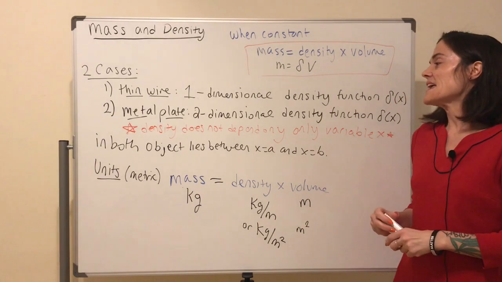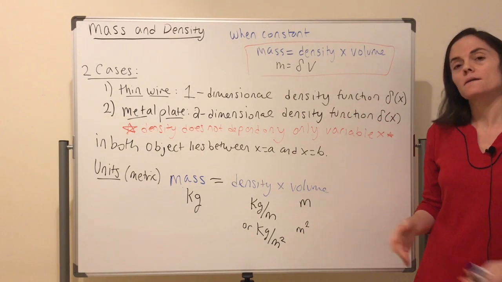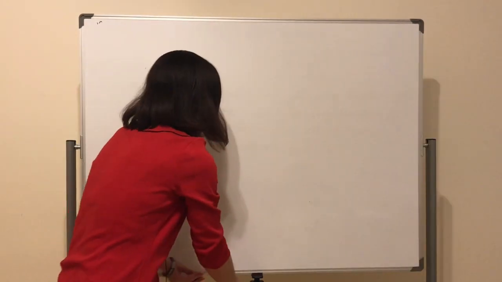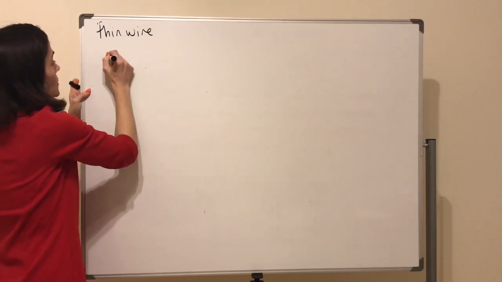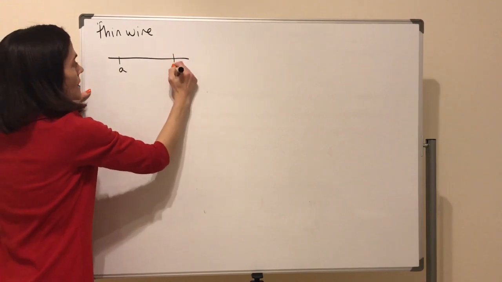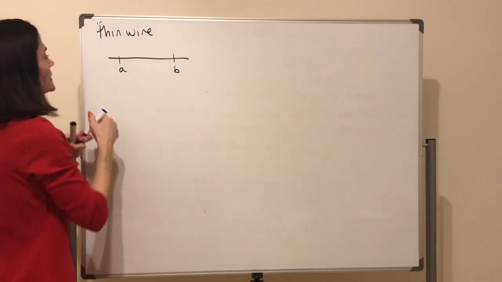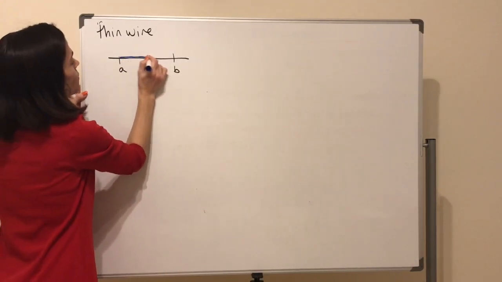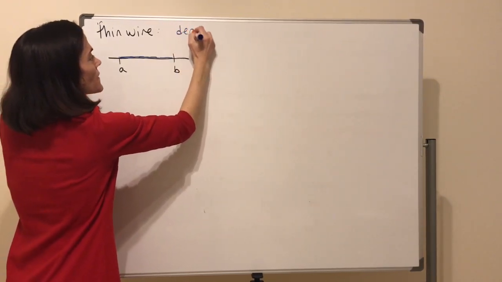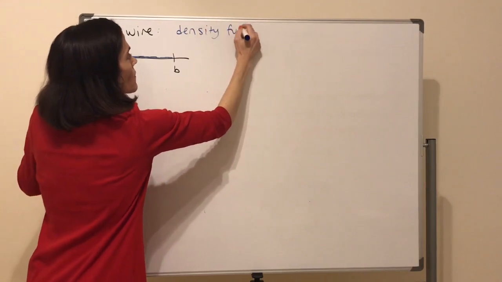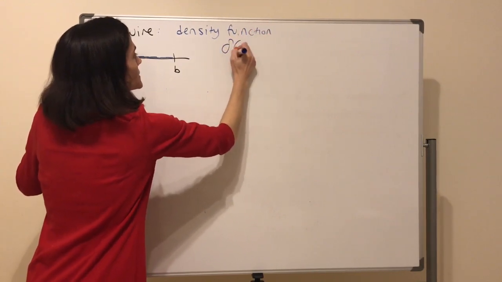First we're going to look at the thin wire case, and then we'll look at the metal plate case. Let's consider the first situation, the thin wire, and I will draw a picture. Here is x equals A, x equals B. We have a thin wire that we're supposed to think about as being one-dimensional. Maybe I will shade it in blue. Here's my thin wire, and we have a density function which is delta of x.